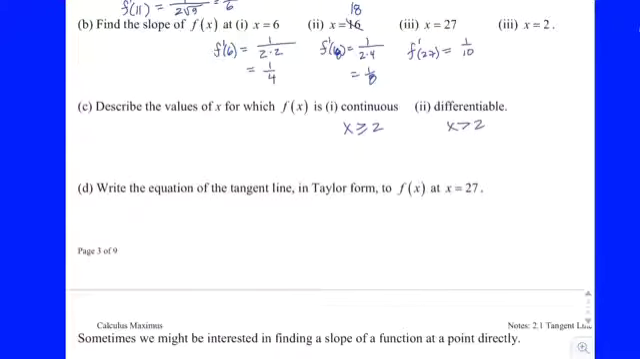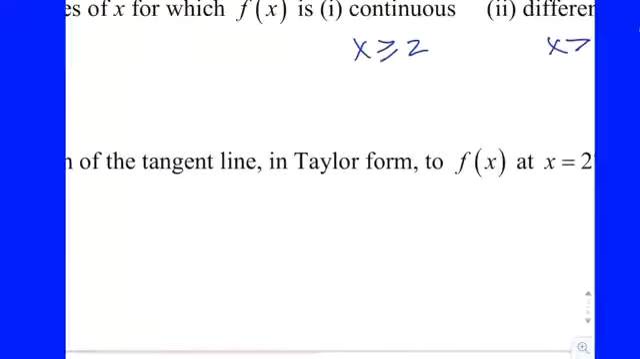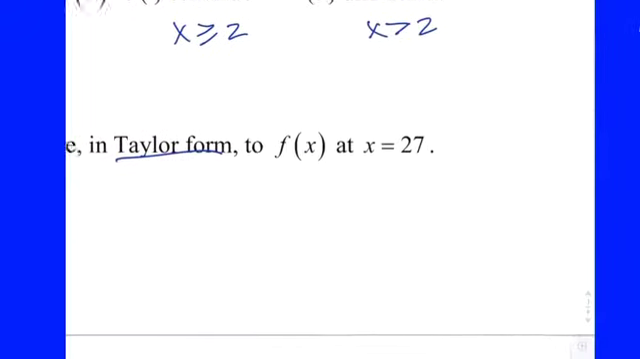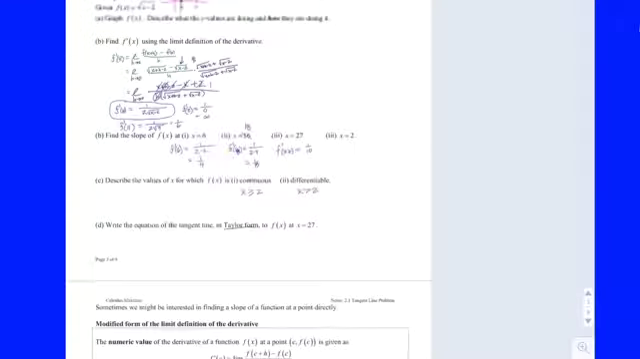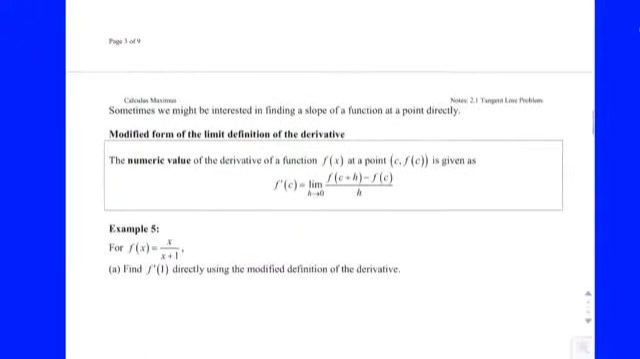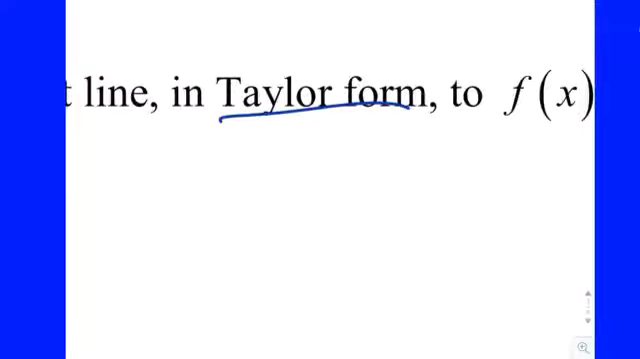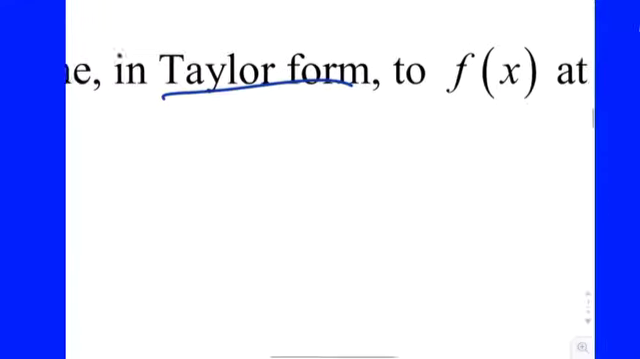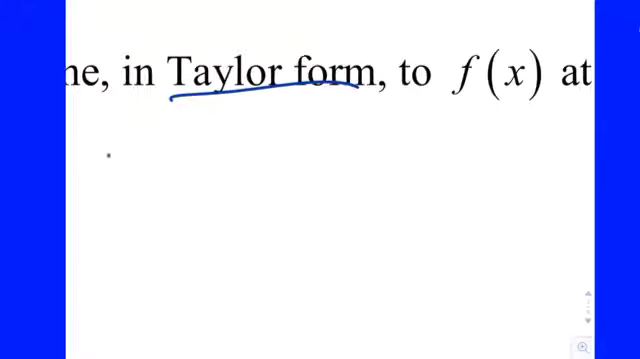All right, so here's another thing that we're going to be doing quite a bit this year. Write the equation of the tangent line in Taylor form for our function at x equals 27. So let's just change this to 27. I want to write the equation of that blue line right there. There are lots of different equations of lines. We're going to use Taylor form throughout the year, and Taylor form is real easy.